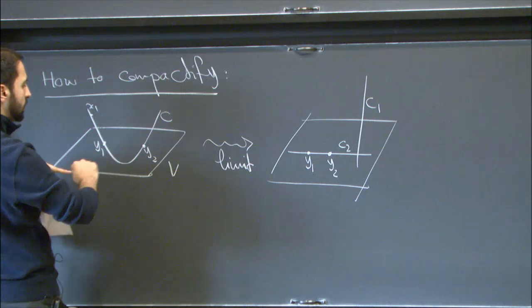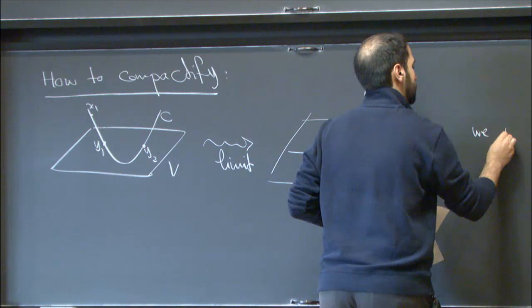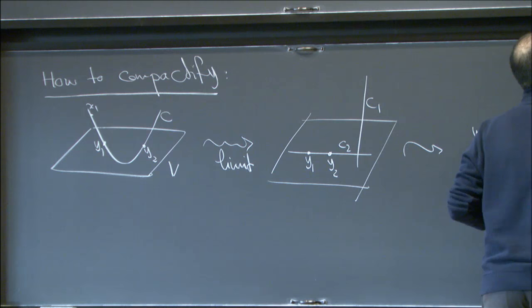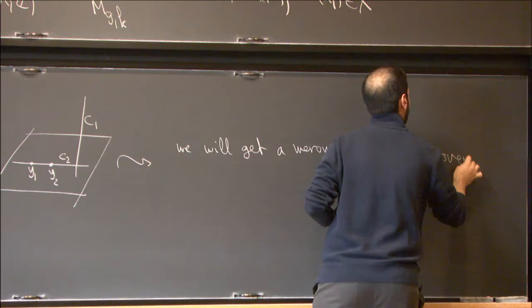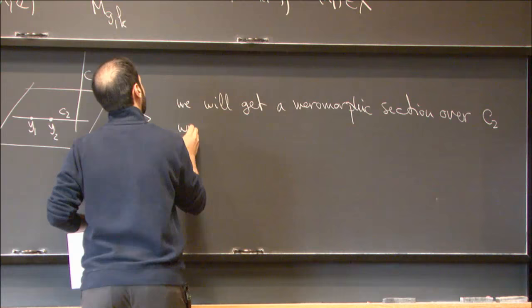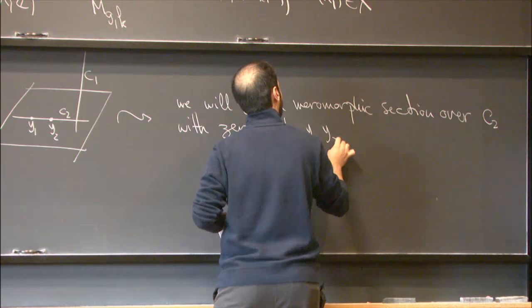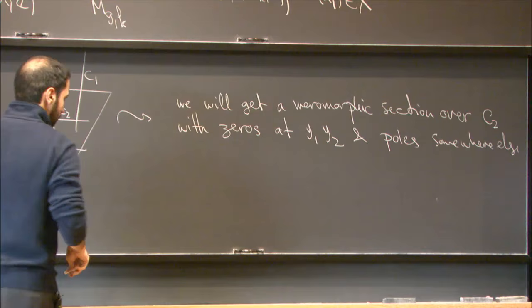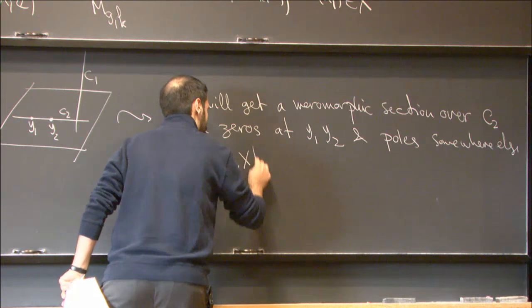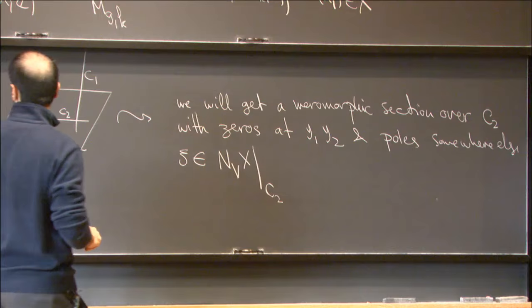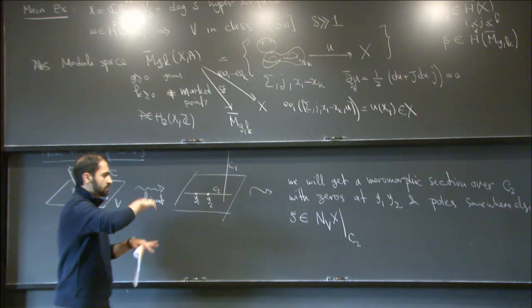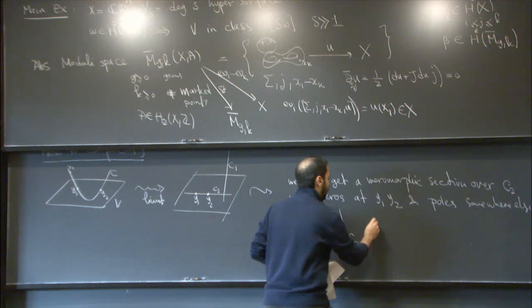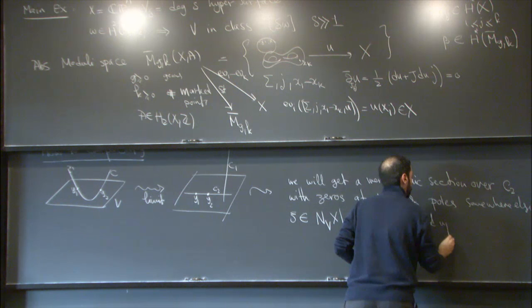So we will get a meromorphic section over C_2 with zeros at y_1, y_2, and maybe poles somewhere else. And this is a section of the normal bundle of V in X restricted to C_2. And this section is only well defined up to C^* direction, because I'm getting the section by doing the rescaling, so we can change the whole rescaling by a constant number. It doesn't change anything. So it is well defined up to the total C^* direction.